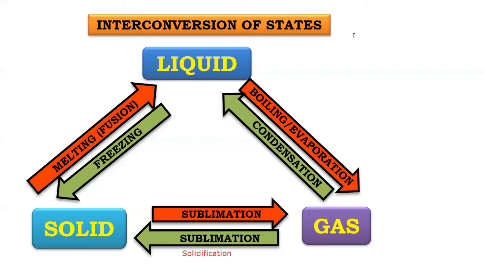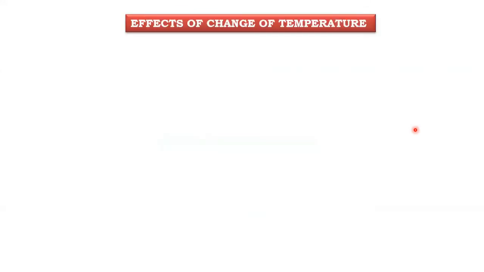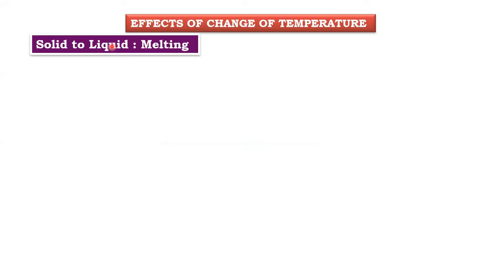आगे बढ़ते हैं, देखते हैं. So what do we have further? So now we'll see the effects of change of temperature. We'll see each process step by step. One by one हम लोग सभी steps को या सभी process को देखेंगे. So we'll talk about change of solid to liquid and the process called melting.